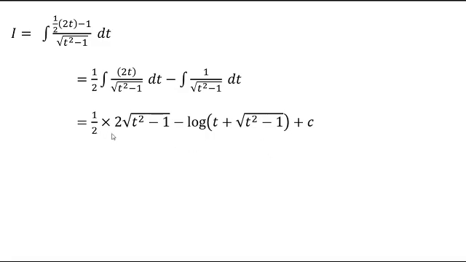Okay, now just resubstitute for t. Our t is e raised to x.